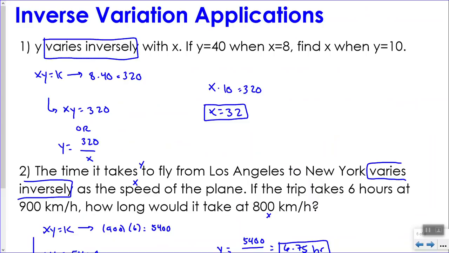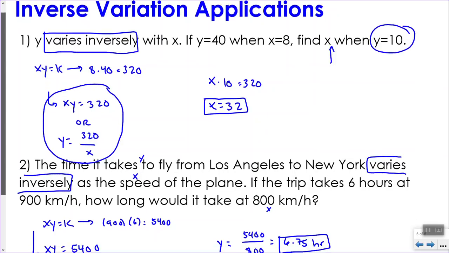Alright, so if we look at our first question, we're given that y varies inversely with x, and that y equals 40 when x equals 8. So we go into our xy equals k, substitute those in, and we get that k equals 320. So we have these two options here for our equation. Then we look at the problem. We're given a y value, and we're asked to solve for x. So the equation that's going to be most useful to me right now is probably that first one, xy equals 320, because then there's only one step that I need to take to solve. So we substitute our values in, and we get x equals 32.